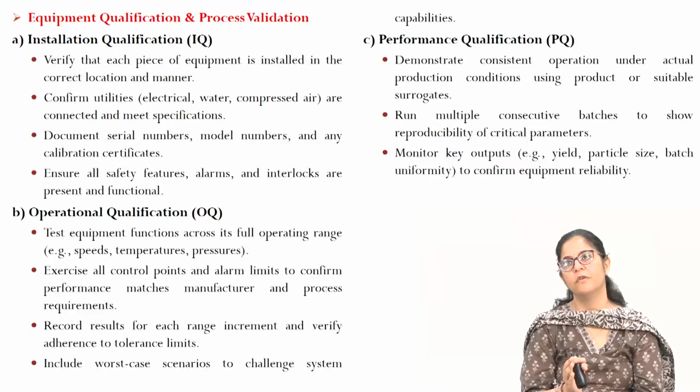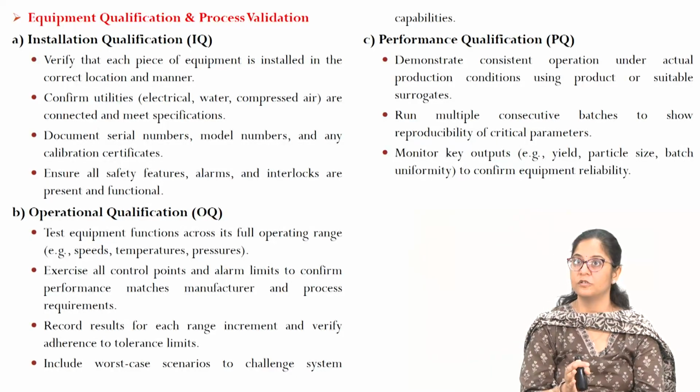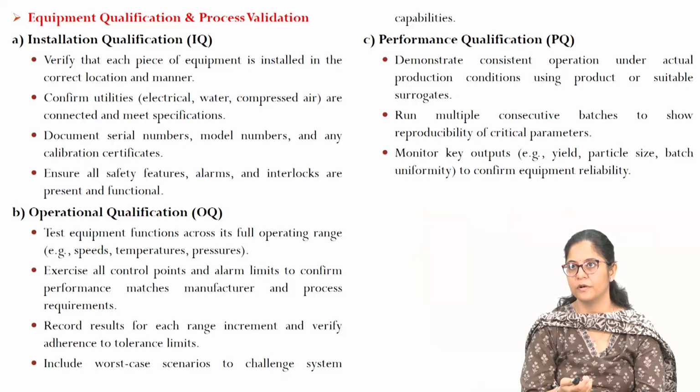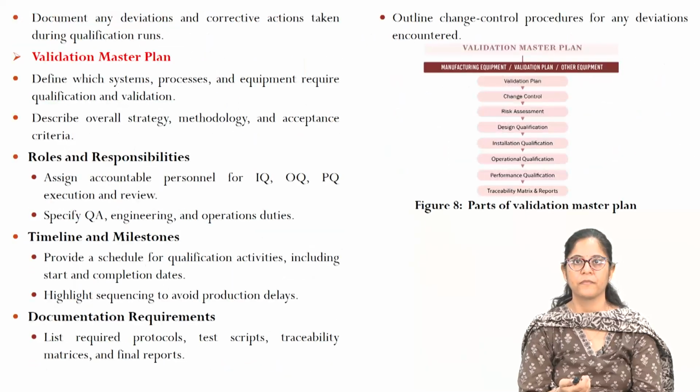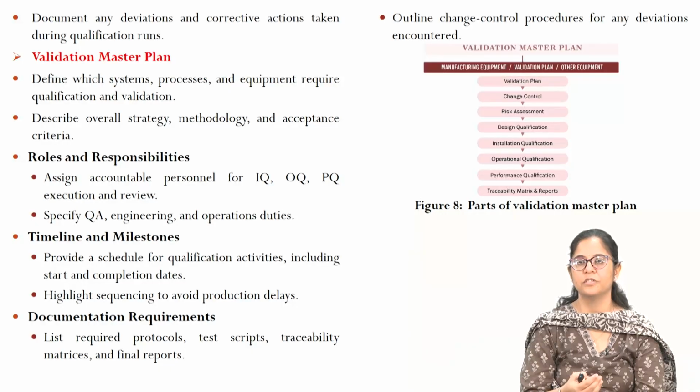Next is the performance qualification, in which it demonstrates consistent operation under actual production conditions using product or suitable surrogates. Multiple consecutive batches are run to show reproducibility of the critical parameters, and the key outputs, that is yield, particle size, are monitored to confirm equipment reliability. Documentation of any deviations or corrective actions taken during the qualification runs.